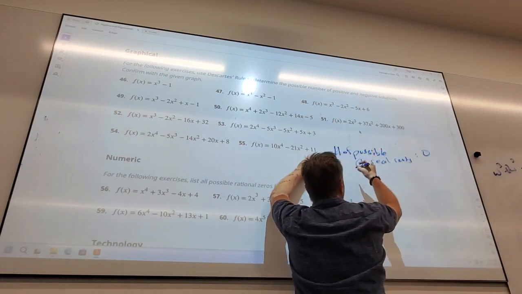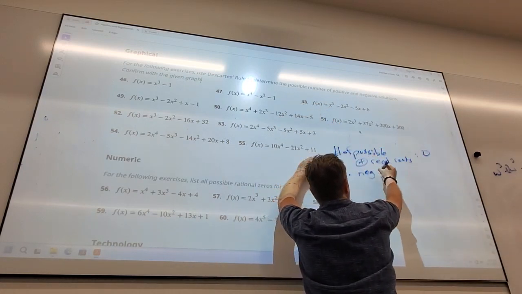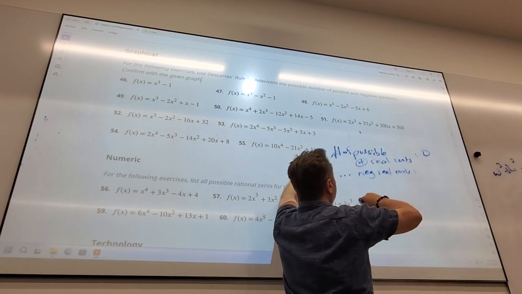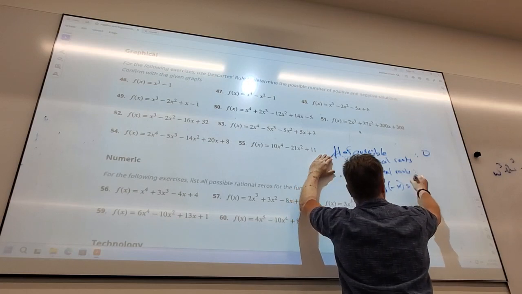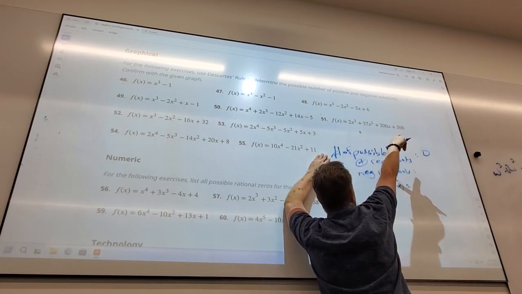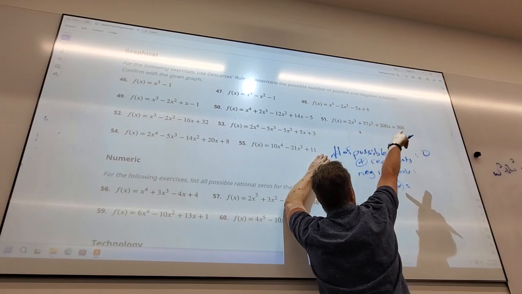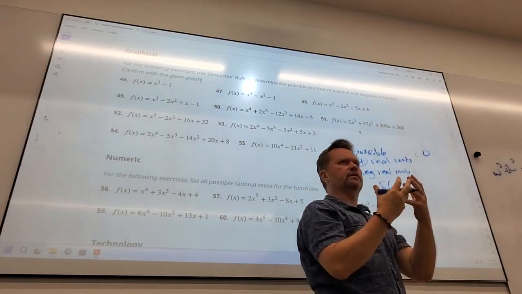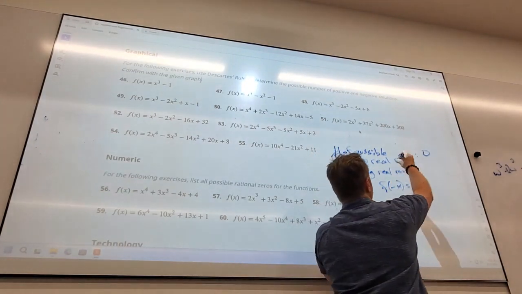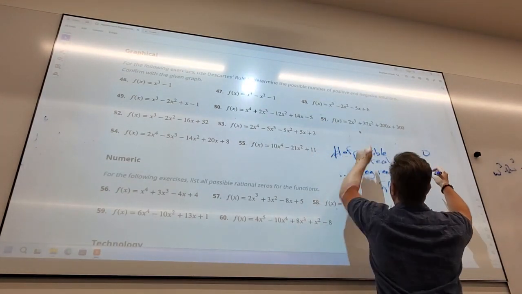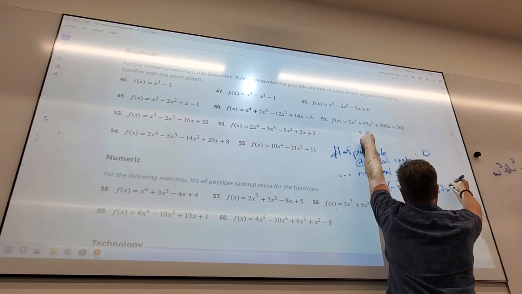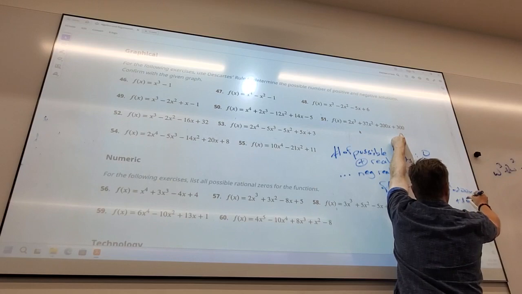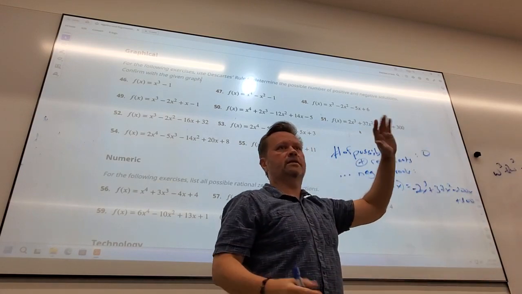How do I investigate the number of negative real roots? You do f of negative x? Good. Do f of negative x. What's the shortcut? Which terms are going to change sign? The ones that are odd. Odd powers, good, because the even powers just eat the sign up, right? So this is going to change sign. This is going to stay the same sign. This is going to change sign. And of course the 300 didn't care what I do with x, because it has no x.